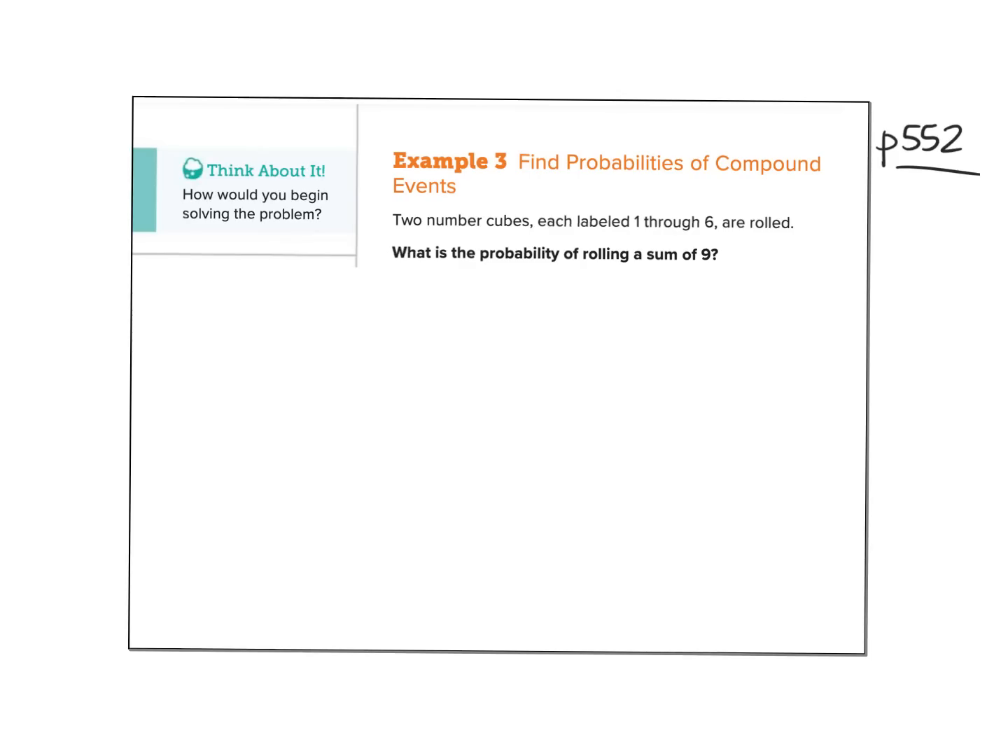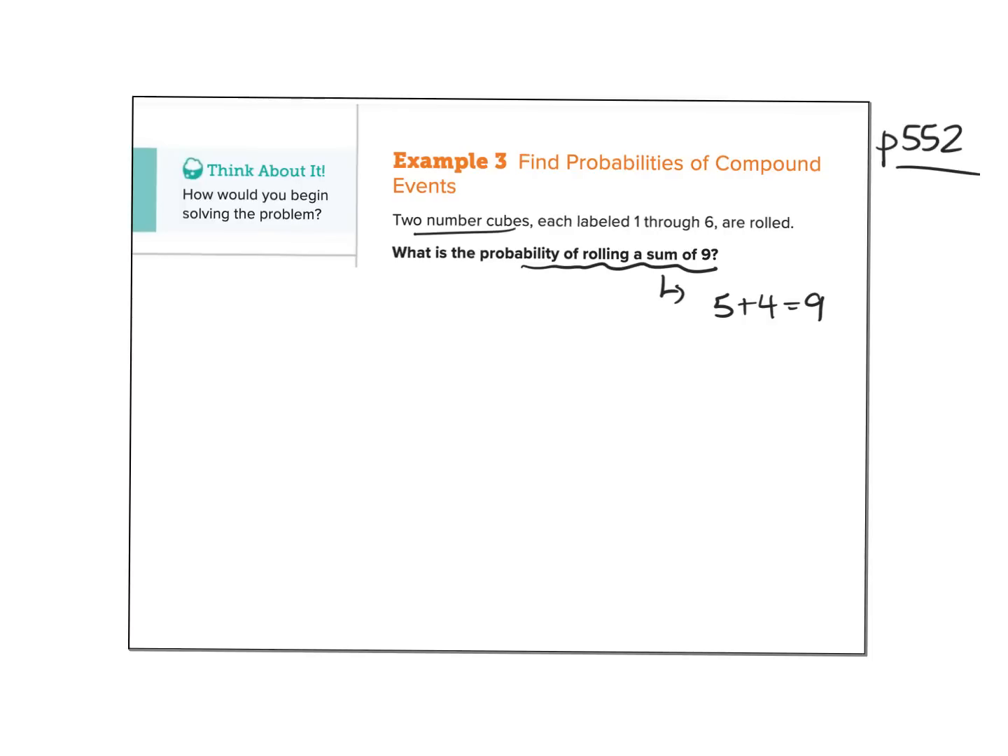So if we go to page 552, here's our next example. So we're going to try to find the probability of, if I have 2 dice, I'm going to roll them. So roll each of them once. What's the probability of rolling a sum of 9? So first thing, a sum of 9 means like if I add the 2 dice, it equals 9. So I want to know all the different options that I could get of rolling a sum of 9.